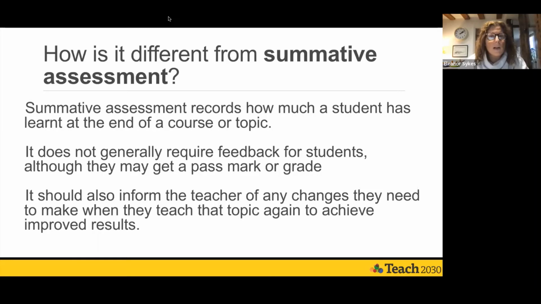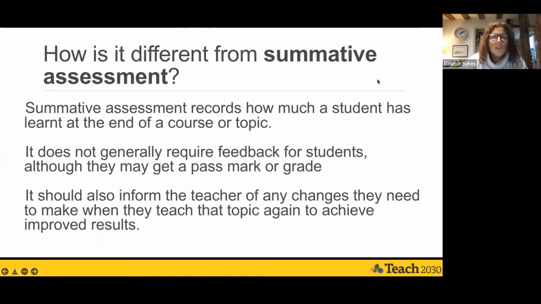Summative assessment is what comes at the end of a course, at the end of a topic, etc., to enable you to understand what it is your learners have learnt overall in the whole topic. It doesn't always require feedback for students, although they might well get a pass mark or a grade.